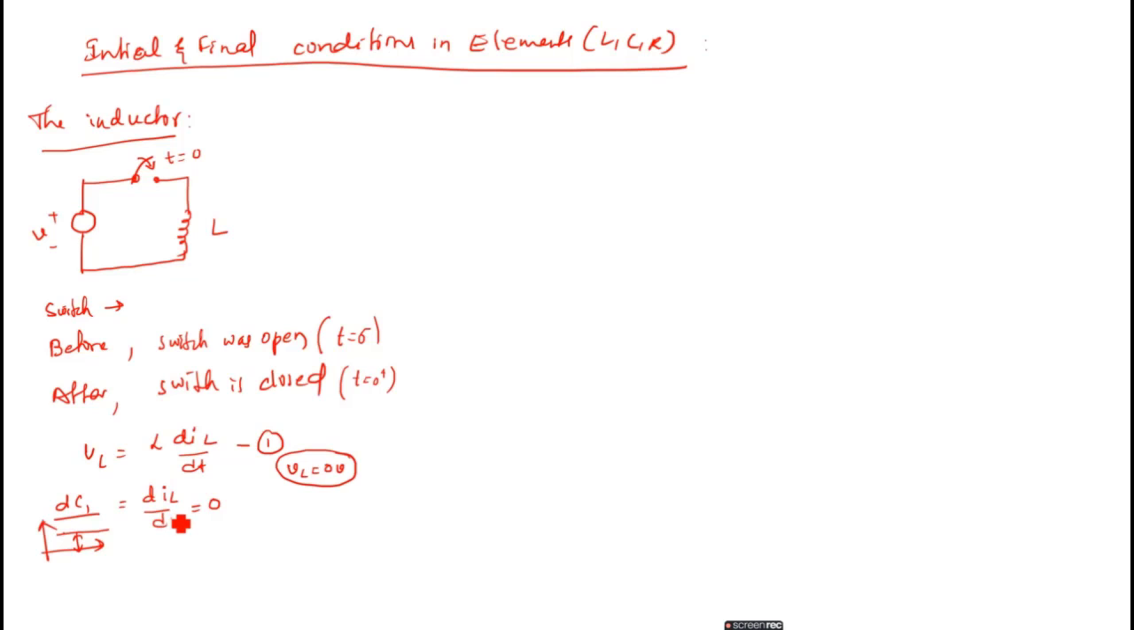When the supply voltage is DC, the current through an inductor will be constant, the differentiation of a constant is 0, 0 into L is 0, so the voltage across an inductor when the supply voltage is DC is 0. Alright.